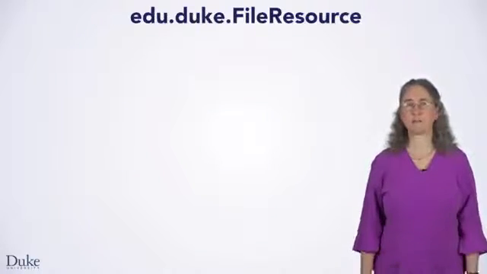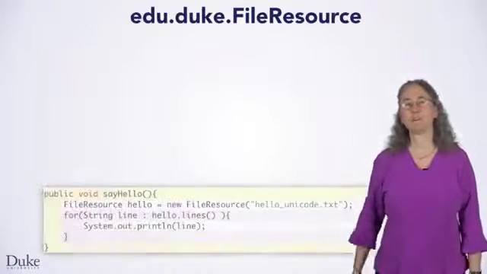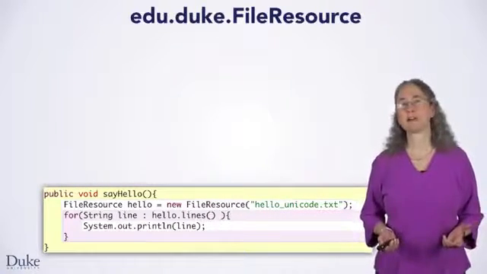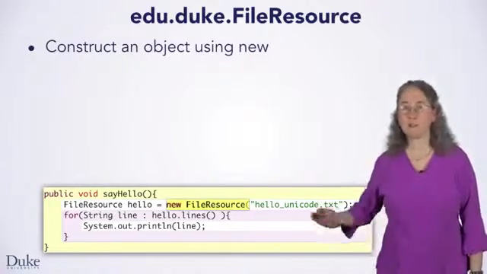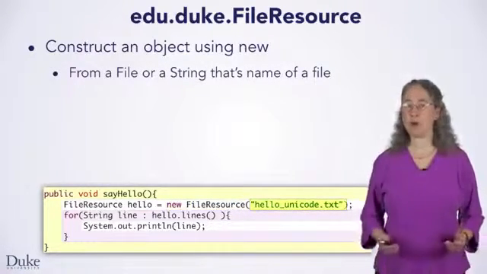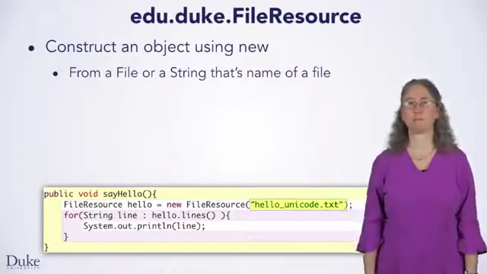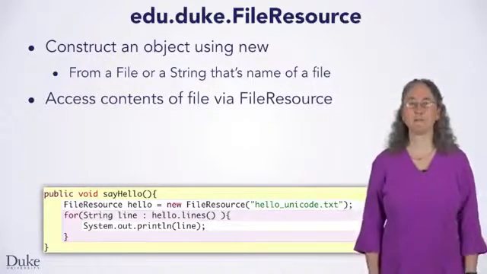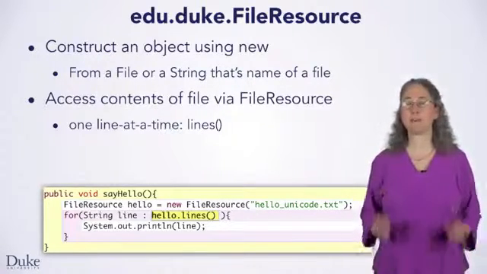The class file resource in the edu.duke library makes it simple to do powerful things with files. We'll use this example from our Hello Around the World program to summarize how the file resource class works. You'll need to call new to construct a file resource object as shown in this code. You construct the object using a string that's the name of the file that your program will open. You'll see in a later course that you can use a file to create a file resource object too. You access the contents of a file resource object with the standard pattern of using a for loop with an iterable. This code shows that the file is accessed one line at a time using the method lines.